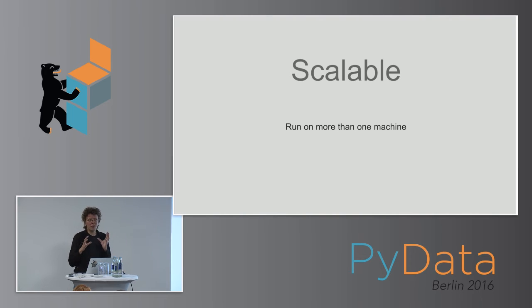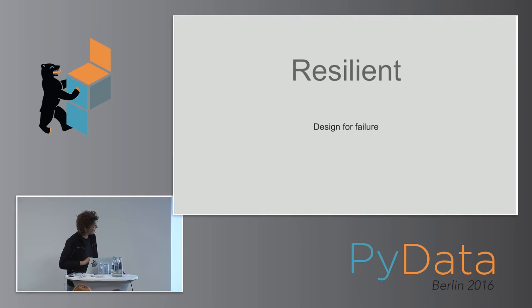So some tools store XMLs. Who can code review XML? So code, and this belongs to me to scalable as well. What's next? Resilient.